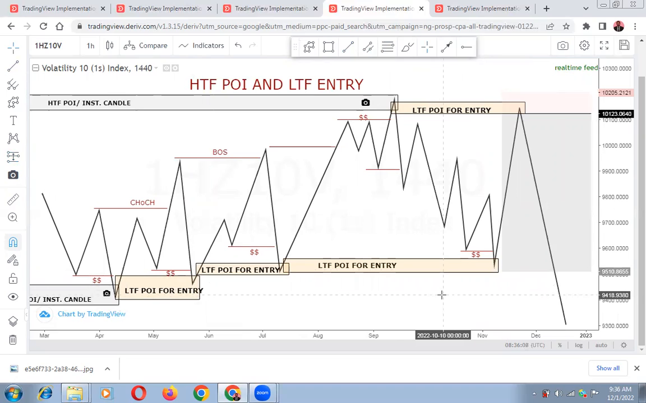You will need to watch this video to understand market structure and how to spot a higher time frame point of interest and then a lower time frame entry.